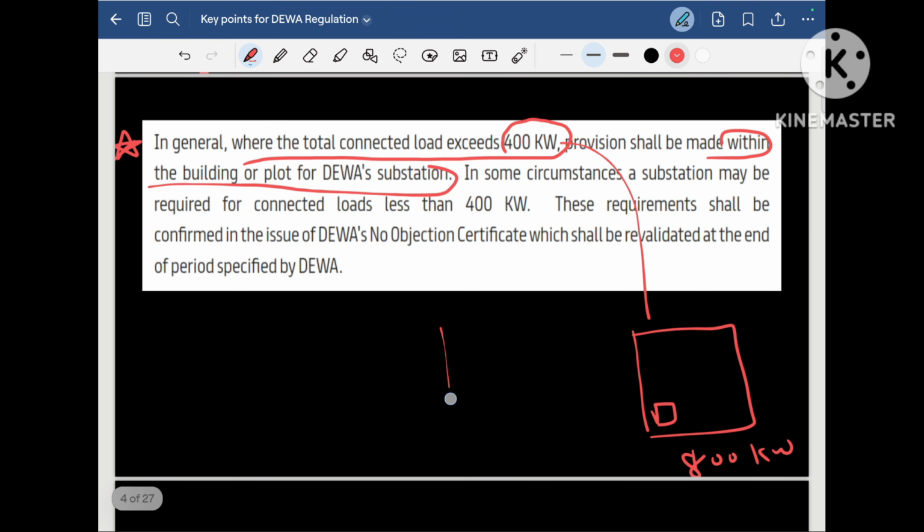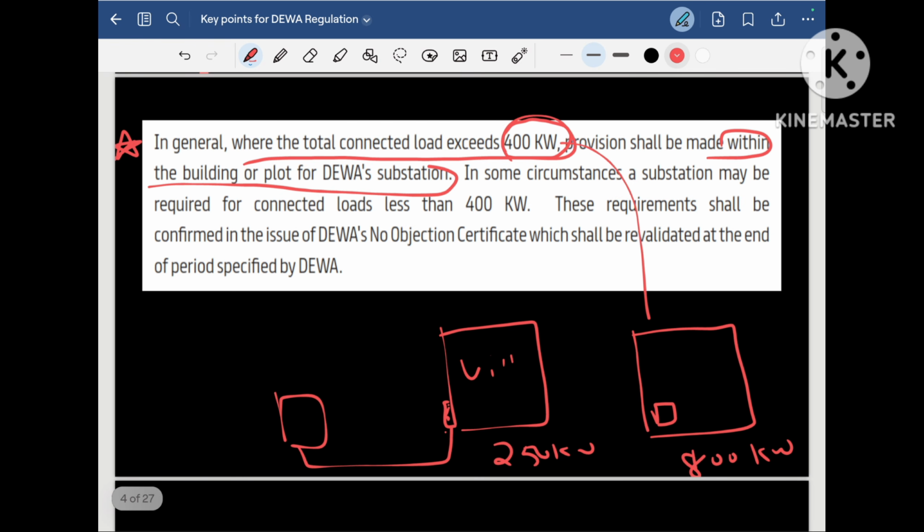But suppose I have a villa, and its load is 250 kilowatt. As per DEWA regulation, the load of this villa is less than 400 kilowatt, so we don't require any substation inside the villa. Just on the compound wall we will fix our main DB or meter cabinet, you can say in a correct way, and DEWA will give power supply to this meter cabinet.